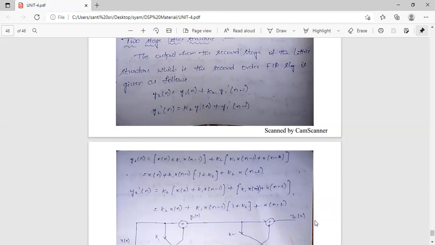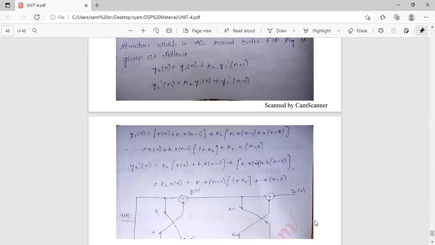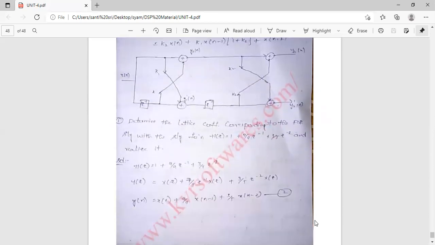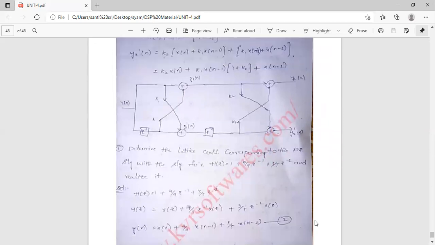Okay. Similarly, y2 dash of n is equal to k2 into y1 of n. What is y1 of n? x of n plus k1 into x of n minus 1, plus k1 into x of n minus 1 plus x of n minus 2. That is y1 dash of n minus 1. Okay. So it is k2 into x of n plus k1 into x of n minus 1 is taken as common. So it is 1 plus k2 plus x of n minus 2. Right. So for this, we draw the lattice structure like this.